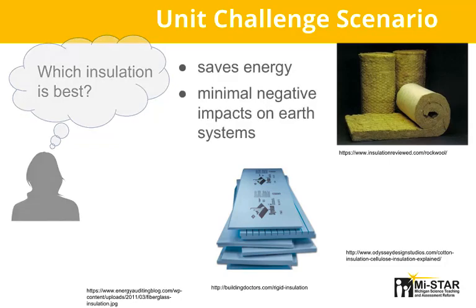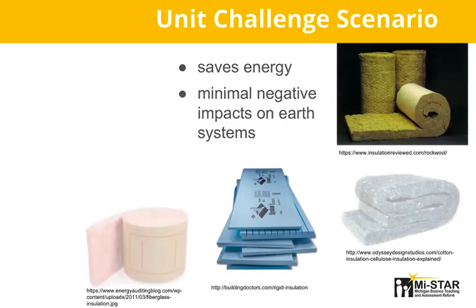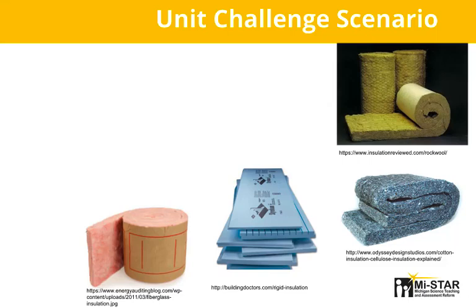That is, the material which does the best job of saving energy used to heat and cool the building, and also minimizes negative impacts on Earth systems during its entire life cycle. During this unit, the class is divided into small research teams, each team examining 1 out of 4 common insulation materials. The 4 insulation types are fiberglass, cellulose, polystyrene, and rock wool.